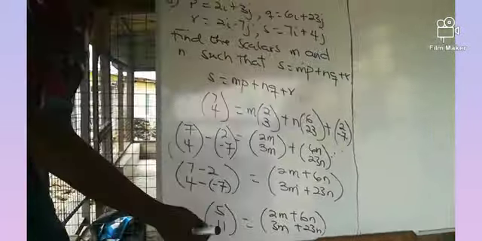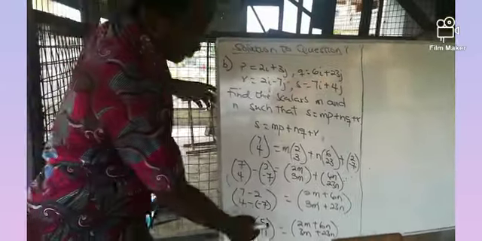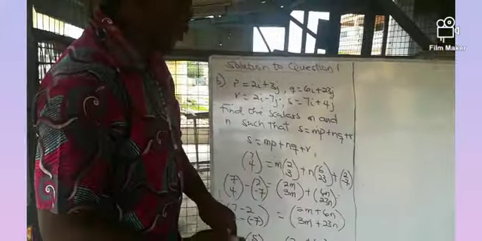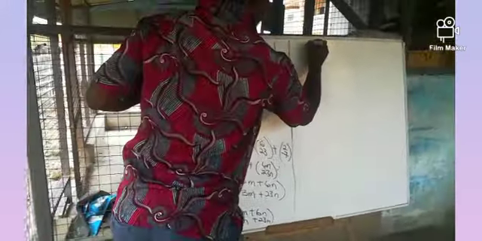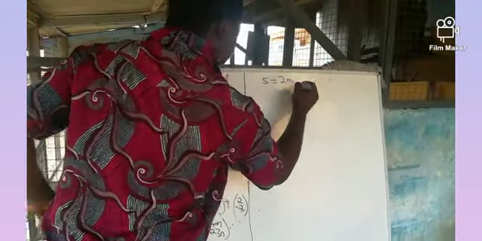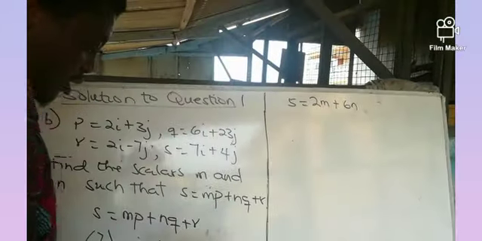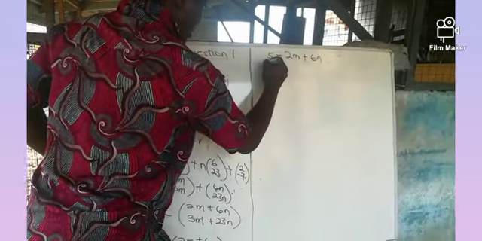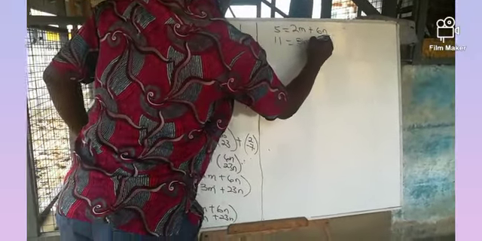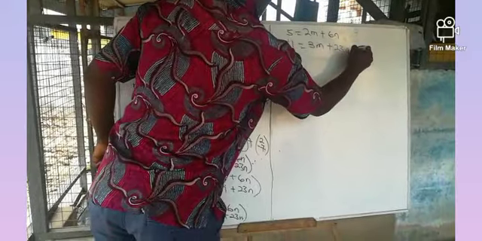Now since you have equality of vectors, you can equate the x component and the y component. So you can say that 5 is equal to 2m plus 6n, and also 11 is equal to 3m plus 23n.